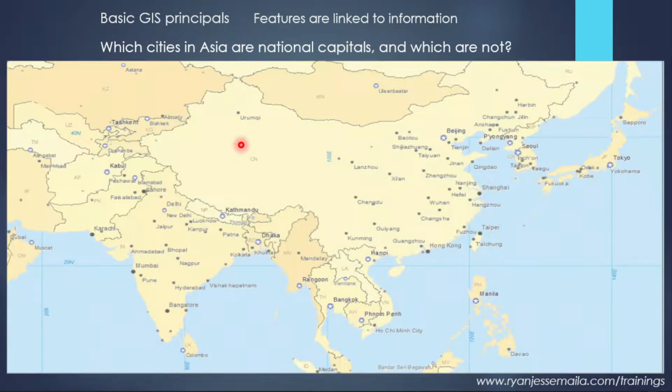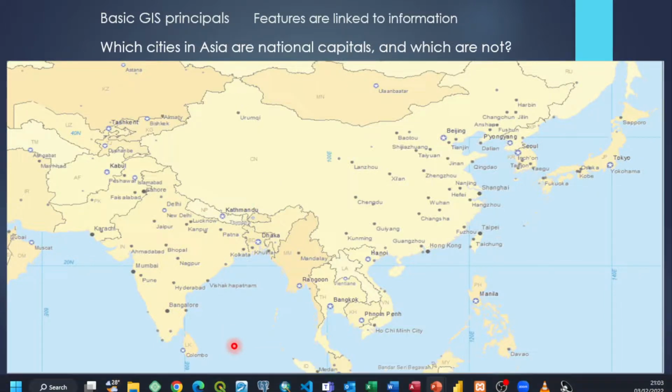Here's another example. Which cities in Asia are national capitals and which are not? You could see the national capitals represented with specific symbols. And the ones which are not national capitals, they're just cities, are not represented with these particular symbols that show that these are national capitals.